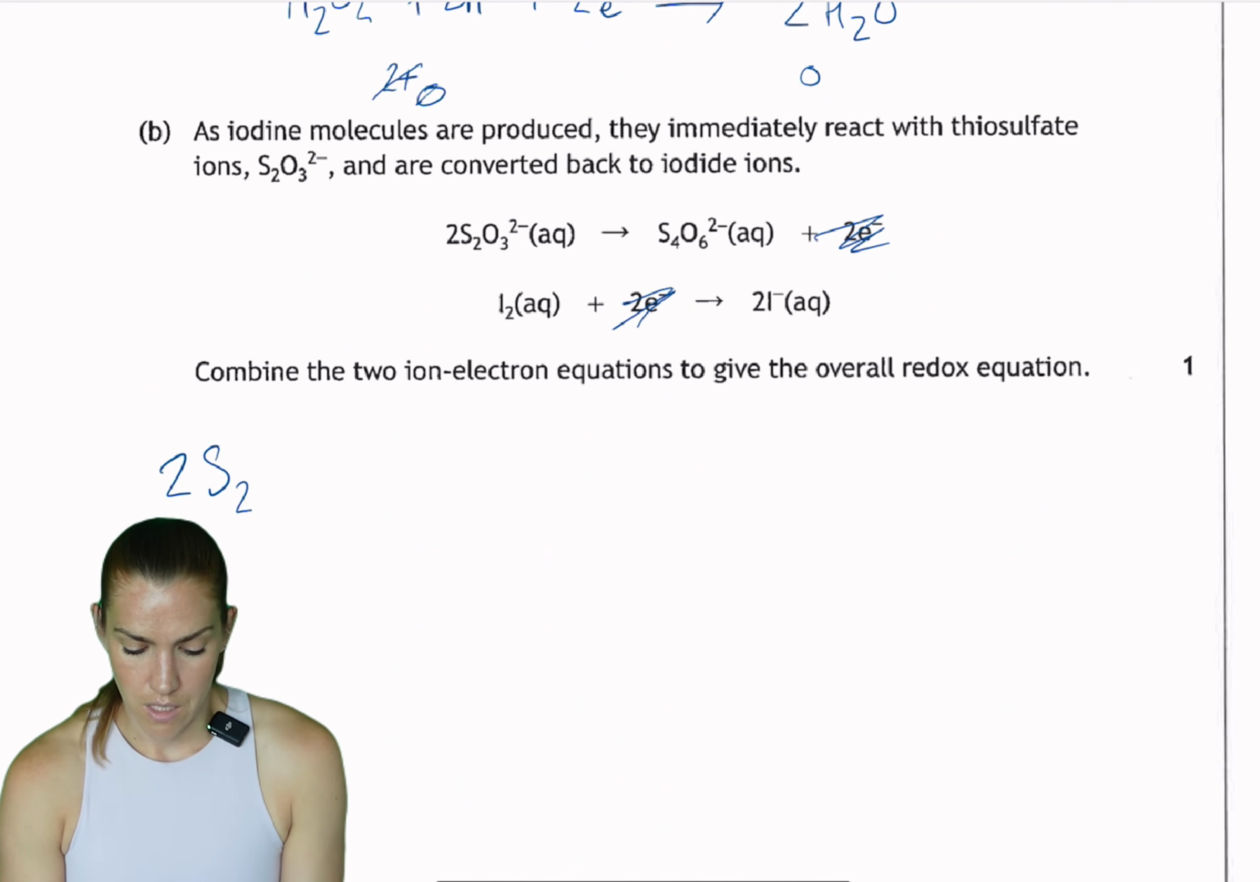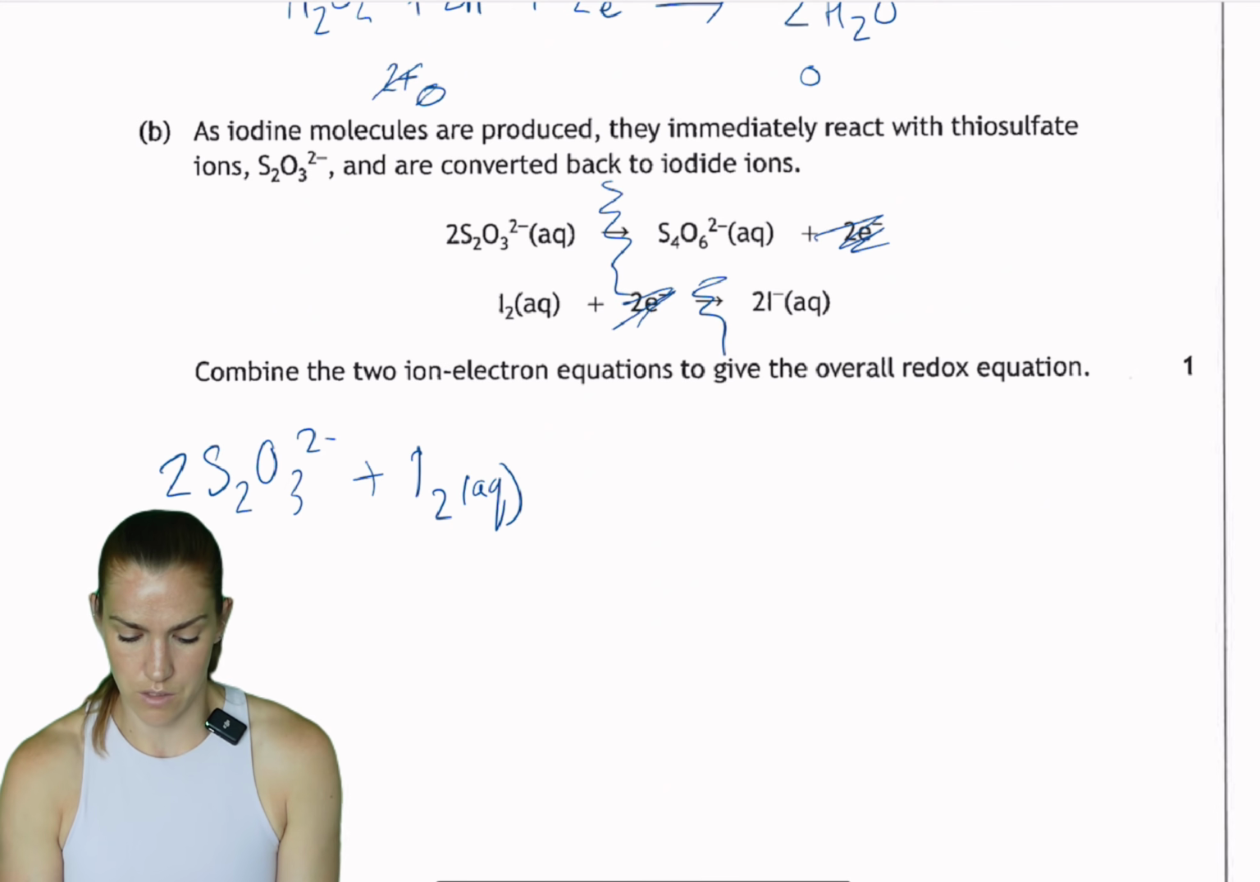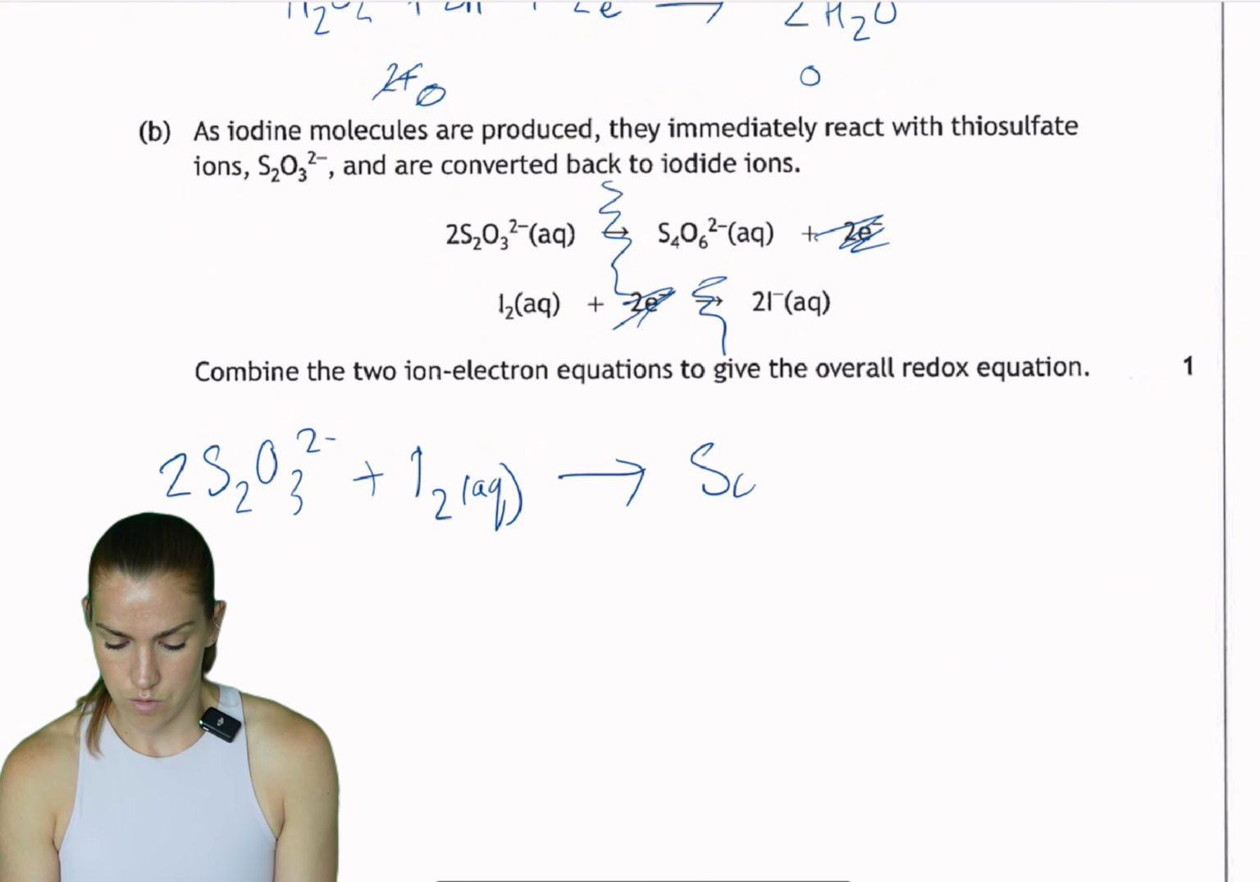So you have 2 S2O3 2 minus plus the I2 aq. And if you struggle to see what's on what side, I would recommend doing squiggly lines through the arrows so you can see which side of the equation each thing comes on. It just helps your brain a little bit. Oops, and that's 2I minus.